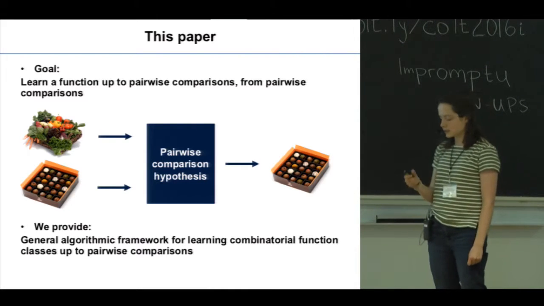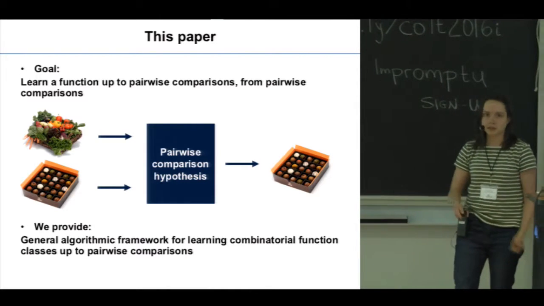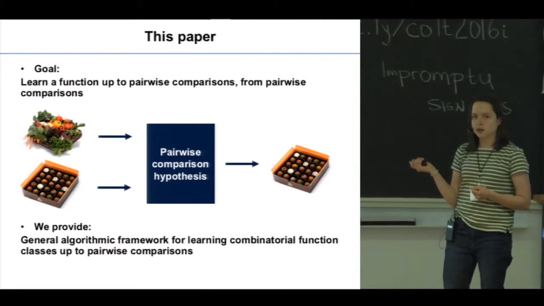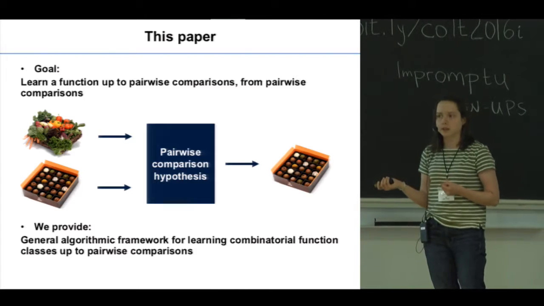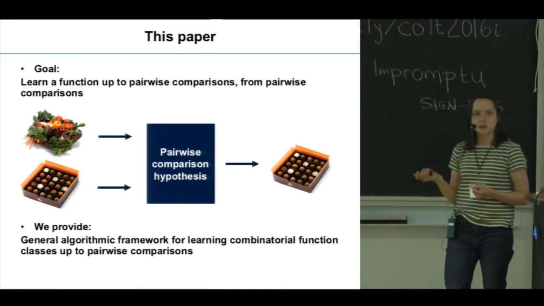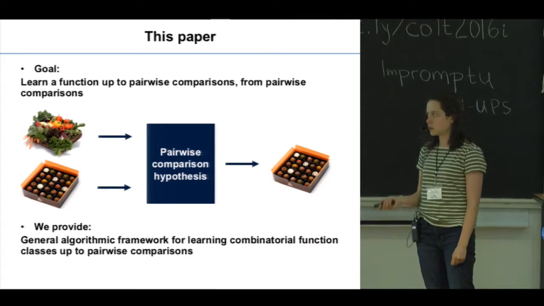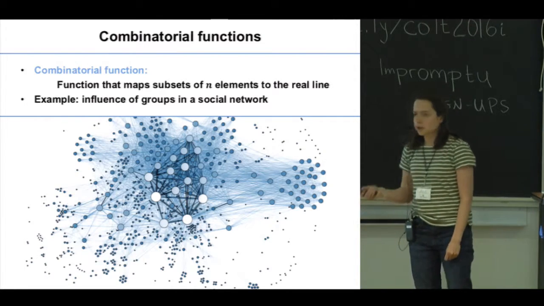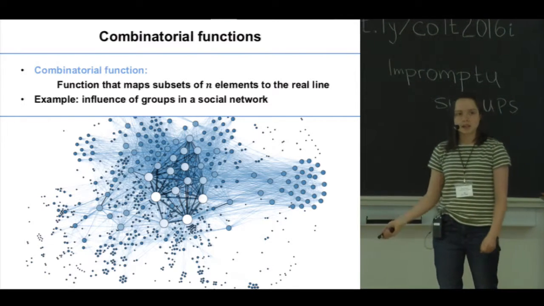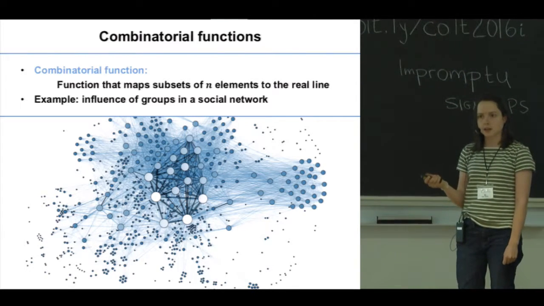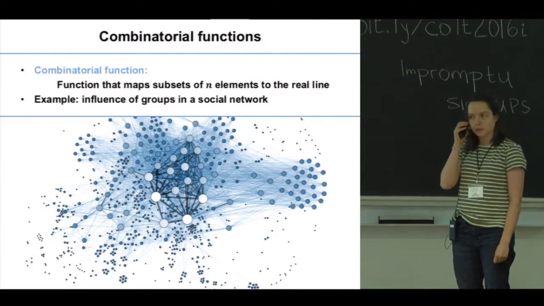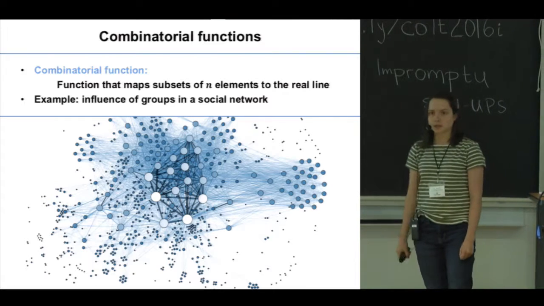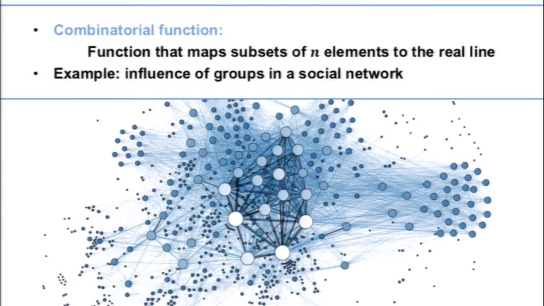function classes. And to motivate this work, I'm going to start by just recalling what I mean by a combinatorial function, and then I'll recall a particular example of a subclass of combinatorial functions that we would especially like to learn up to pairwise comparisons, which is submodular functions. So a combinatorial function is simply one that maps subsets of some ground set of n elements to the real line. For example, the influence of subgroups in a social network is a combinatorial function.